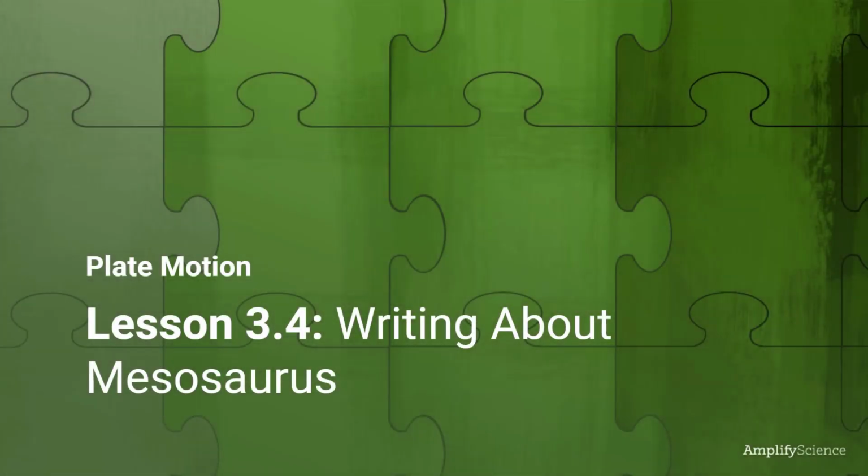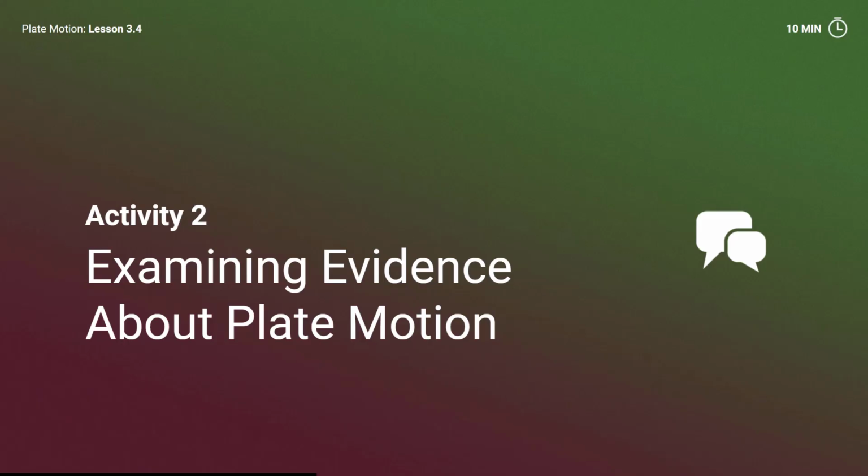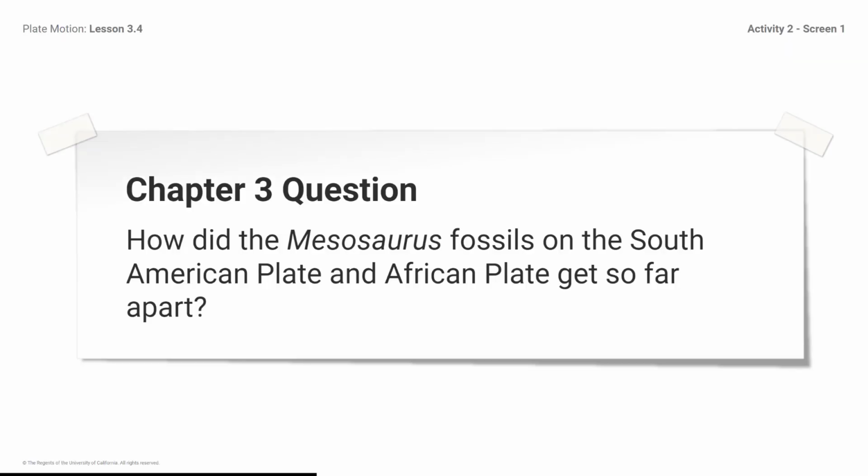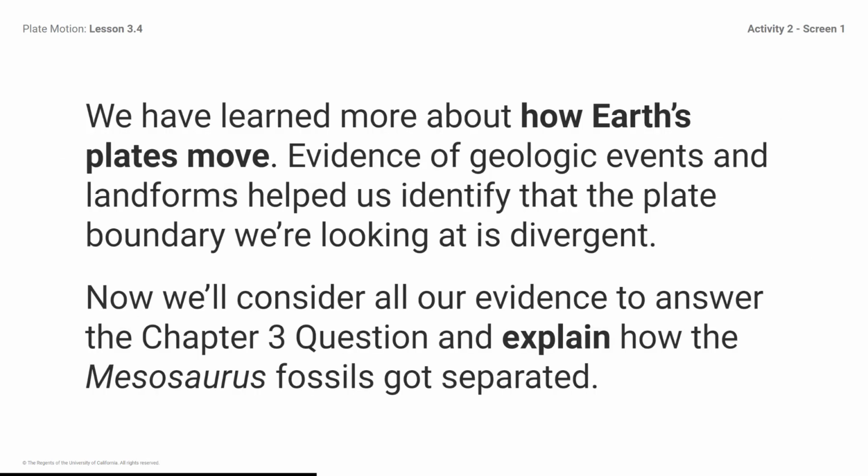Plate Motion Unit Lesson 3.4, Writing about Mesosaurus. Activity 2, Examining Evidence about Plate Motion. Here's what your student screen looks like for this part of the lesson. Chapter 3 question: how did the Mesosaurus fossils in the South American plate and African plate get so far apart?